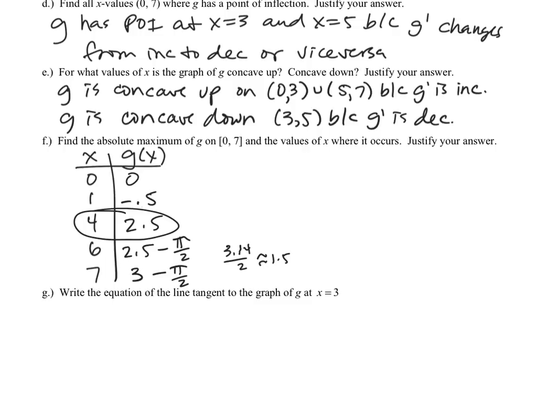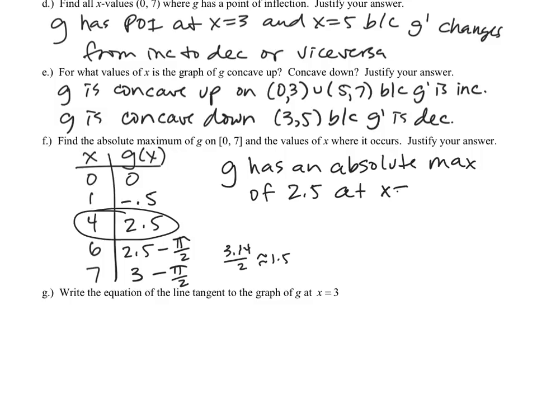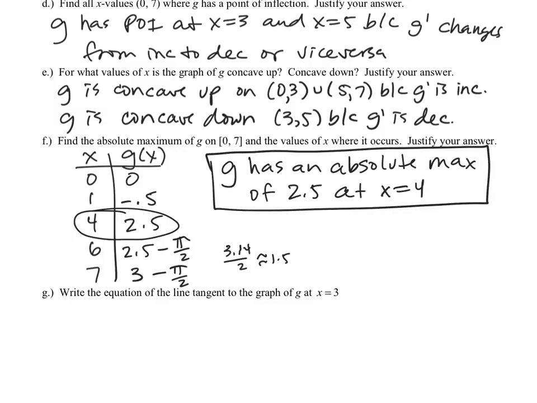And so now let's answer the question. It says find the absolute max and the value of x where it occurs. So we need to say our function g has an absolute max of, let's say what that max is, 2.5, and then let's say where it occurs, and it occurs at x equals 4.